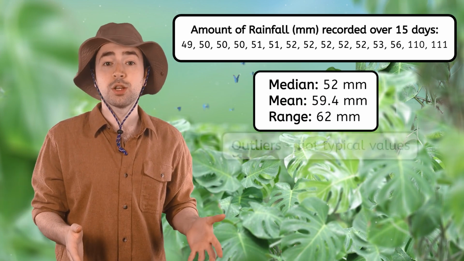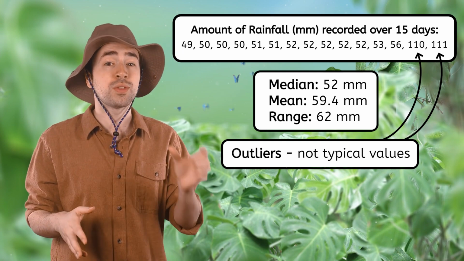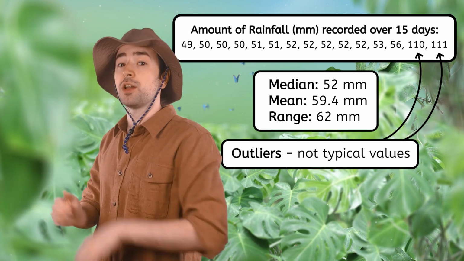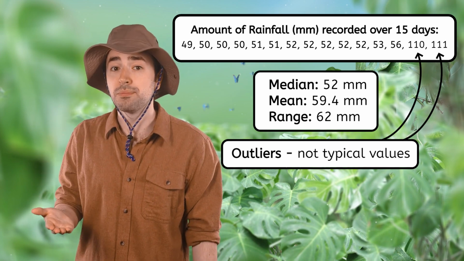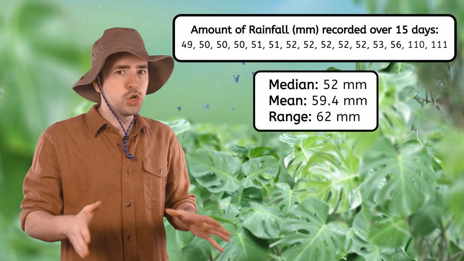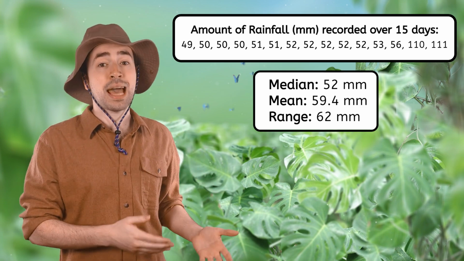Data points like this are called outliers. They're much smaller or larger than the typical values in a data set. They lie outside of where we typically expect data to fall, so we call them outliers. On those 2 days, there was a huge storm that we don't really see in these areas. That would explain why we had these outliers.